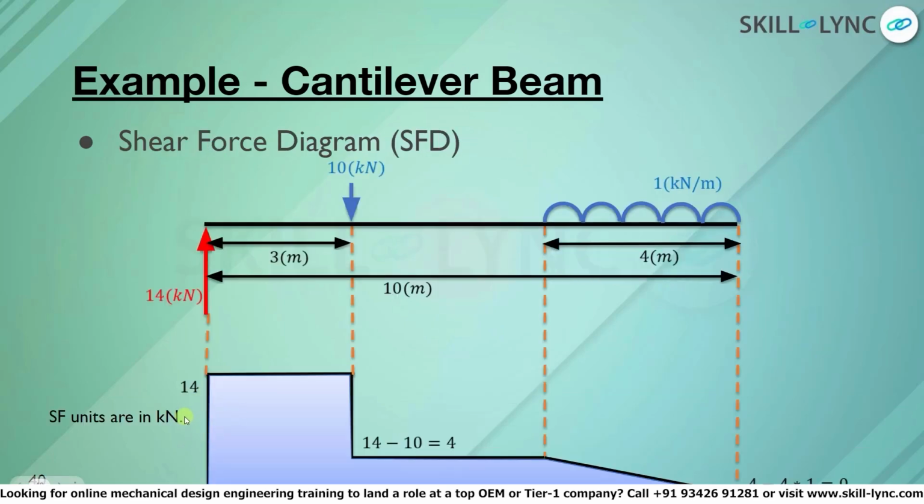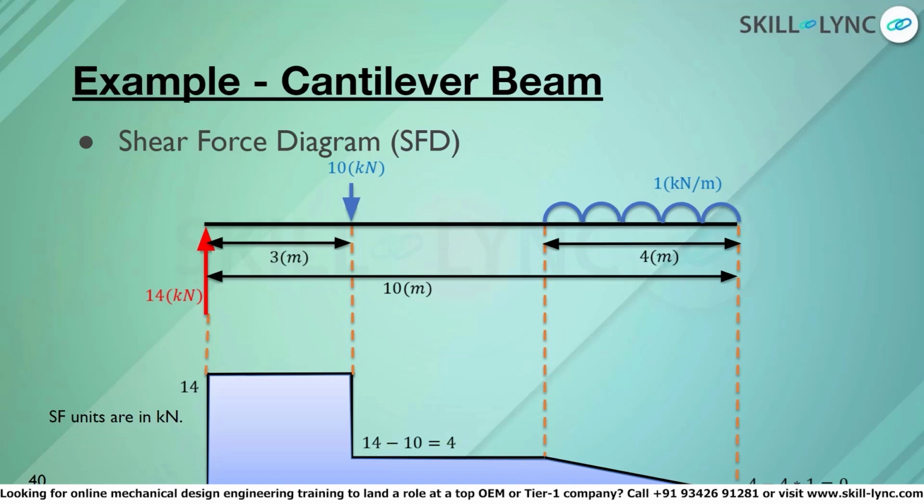Let us start with the RV at the fixed end. We have a maximum shear force of 14 kilonewton, which is positive 14 kilonewton, and we can say that it's acting upwards. Since there is no change, the shear force remains constant until there is a negative 10 kilonewton force. Thus, the next shear force at this point, which is W1, is equal to 14 minus 10, which is equal to 4.